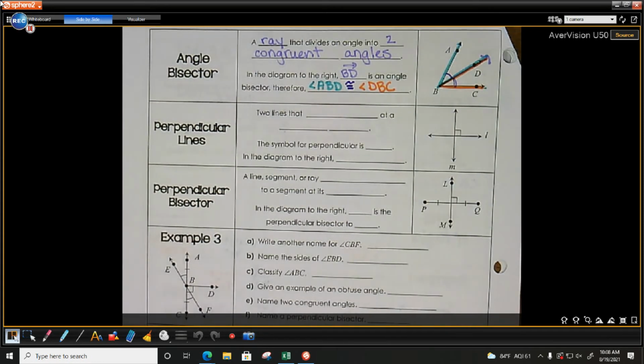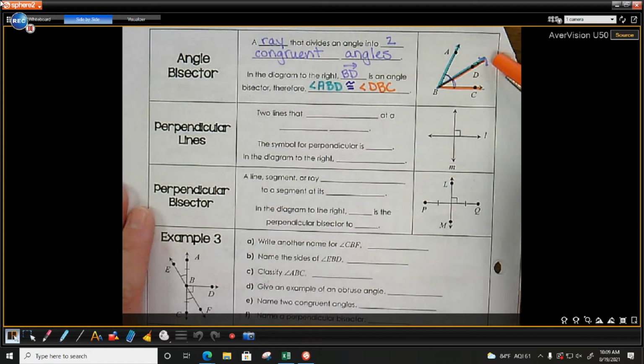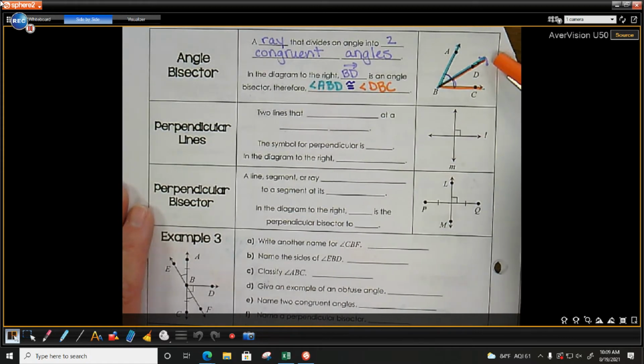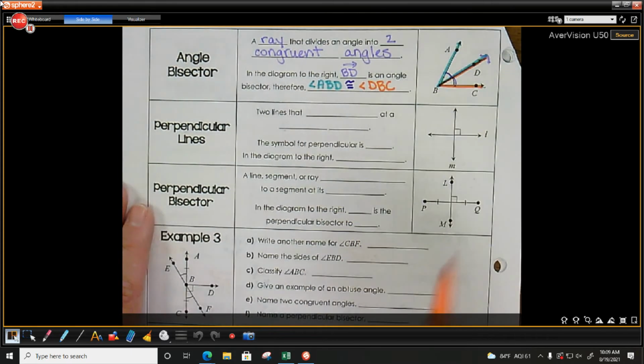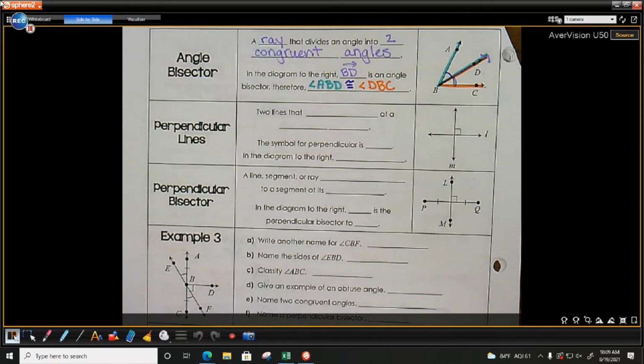Okay. Could I say CBD? Is angle DBC and CBD the same? Yeah. Okay. I could flip-flop the order, but what must be in the middle? B. The vertex. Very good. Are we okay with an angle bisector? It cuts the big angle into two smaller congruent angles. Good? And it's divided by a ray.